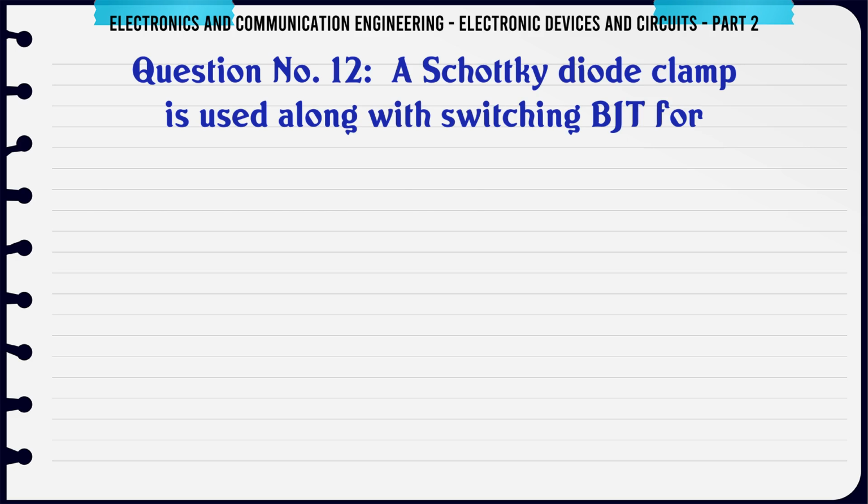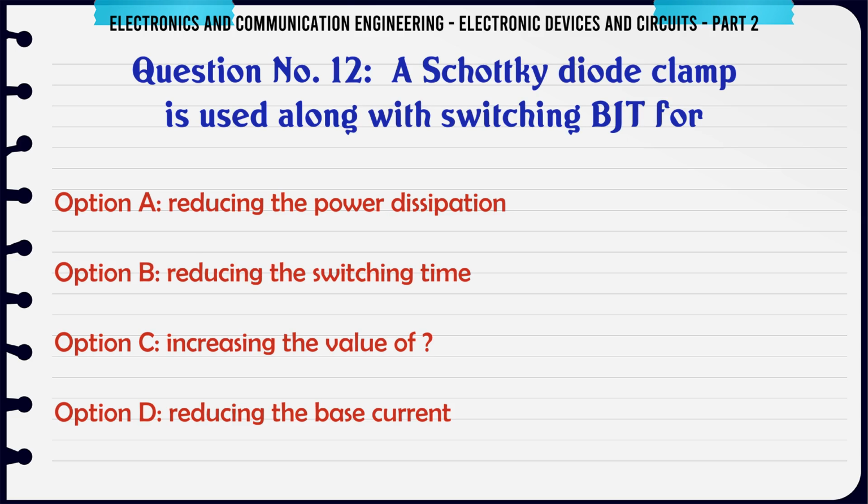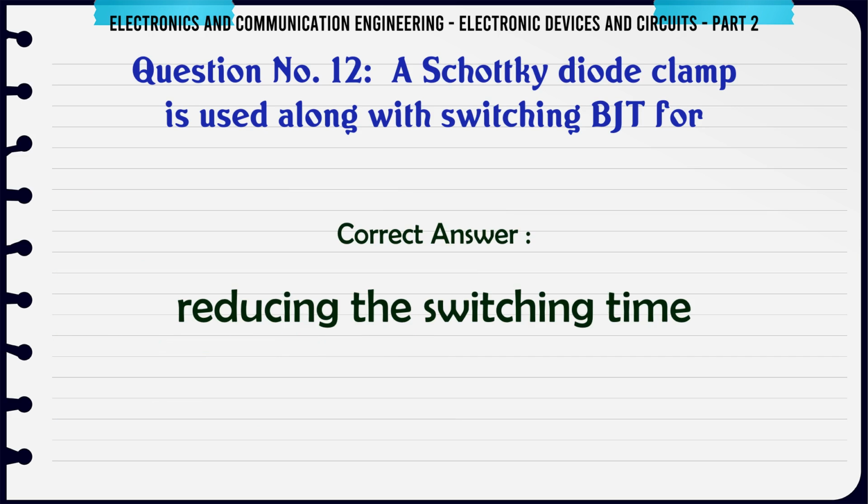A Schottky diode clamp is used along with a switching BJT for: A, reducing the power dissipation; B, reducing the switching time; C, increasing the value of β; D, reducing the base current. The correct answer is reducing the switching time.